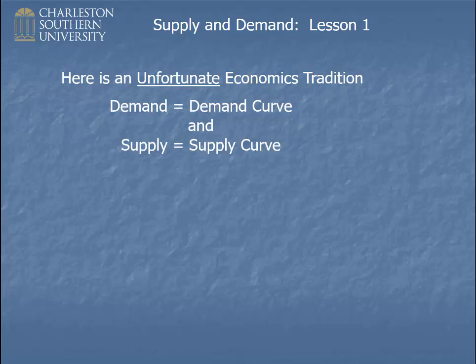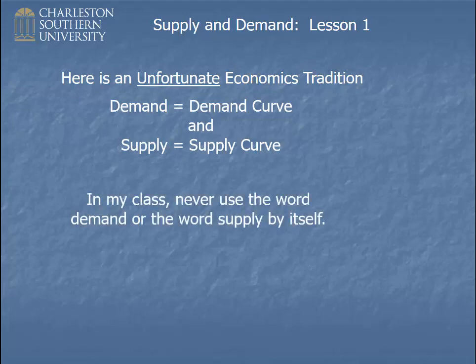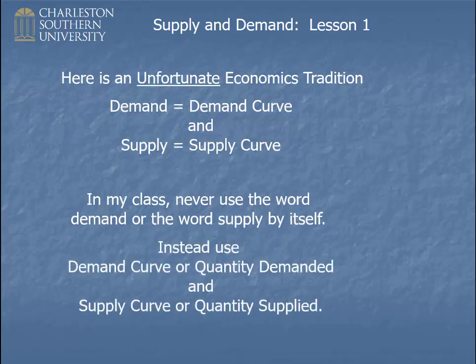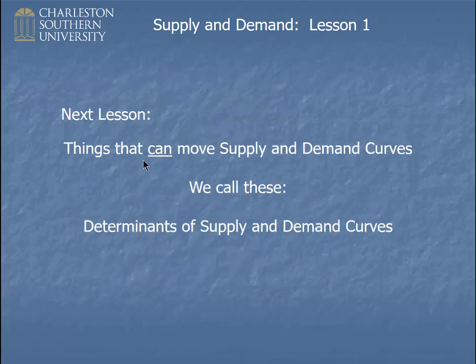So my advice to you is never ever use the word demand or the word supply by itself. Instead, use the term quantity demanded and demand curve, or quantity supplied and supply curve. That will keep you, at least probably 95% of the time, from making this confusion. Never use that word or this word by itself.